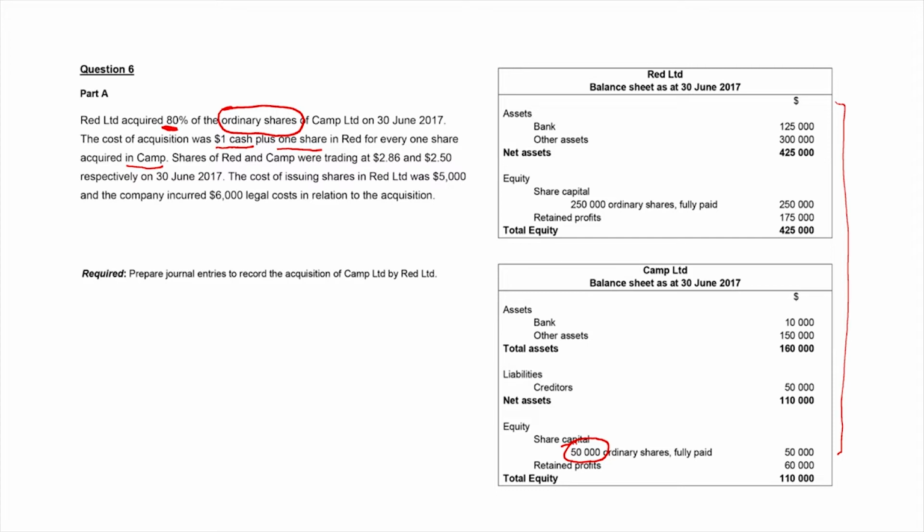And the price that you want to pay is $1 cash plus 1 of your own shares. And here it says that shares of Red and Chem were trading at $2.86 and $2.50 respectively. And remember, you want to offer your own shares for their shares. So the information that you want is your own share price, $2.86. And then at the end, you also are given information about the cost of acquisition as well as the legal costs, which we'll deal with separately. Okay, now we know all the information. Let's put them together and then prepare the acquisition analysis.